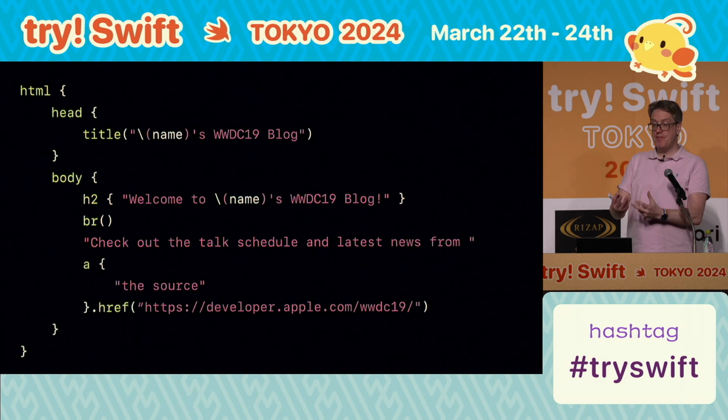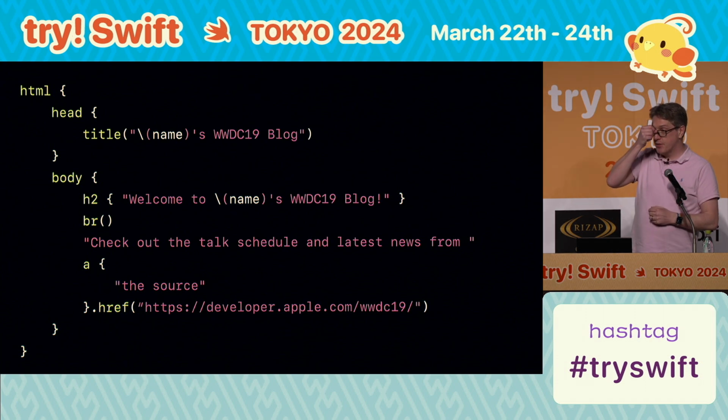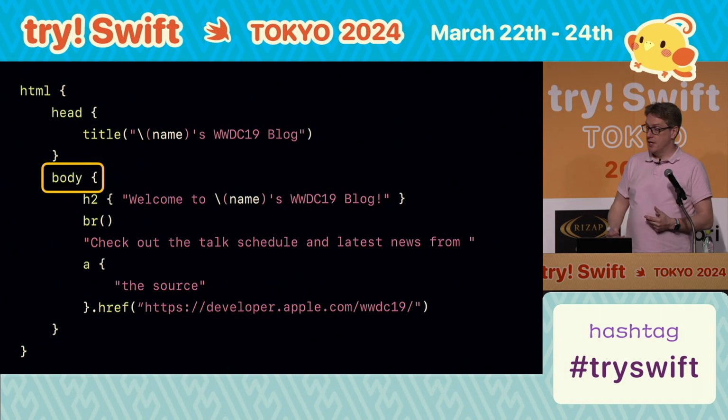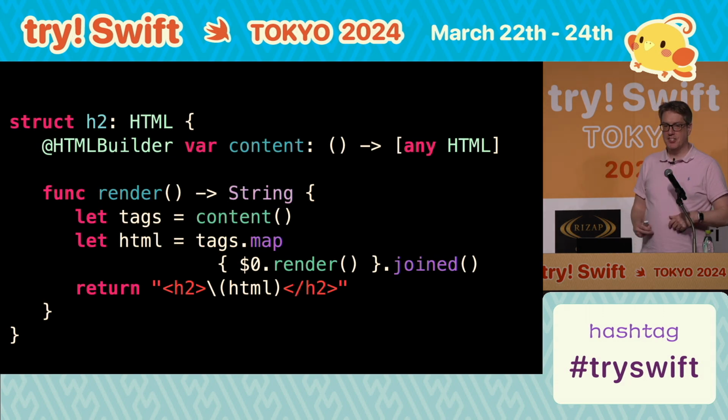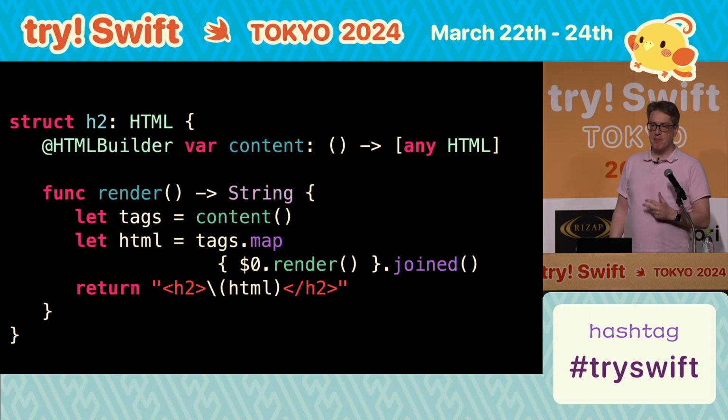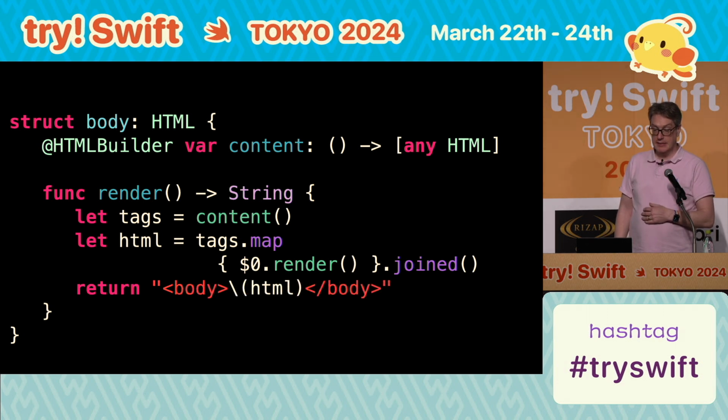And now it becomes trivial to go back to the original HTML Apple showed and implement more of it. For example, this body type is almost identical to H2. Here's the complete code for our H2 struct we've made so far. If we change a struct name from H2 to body, and then change the HTML string from H2 to body, it's done. That's now the body tag working.